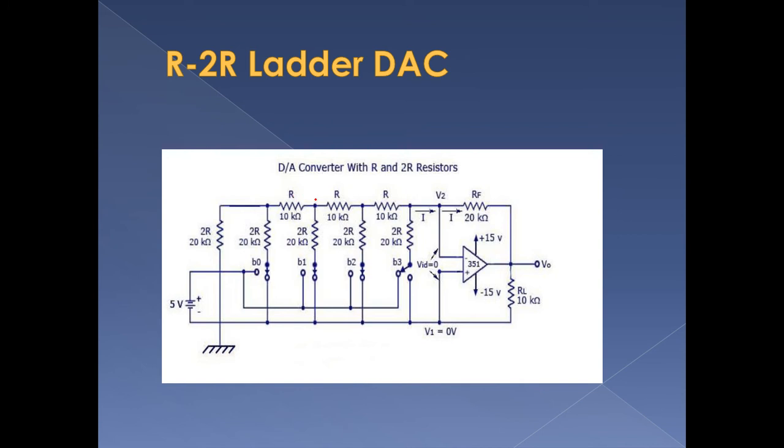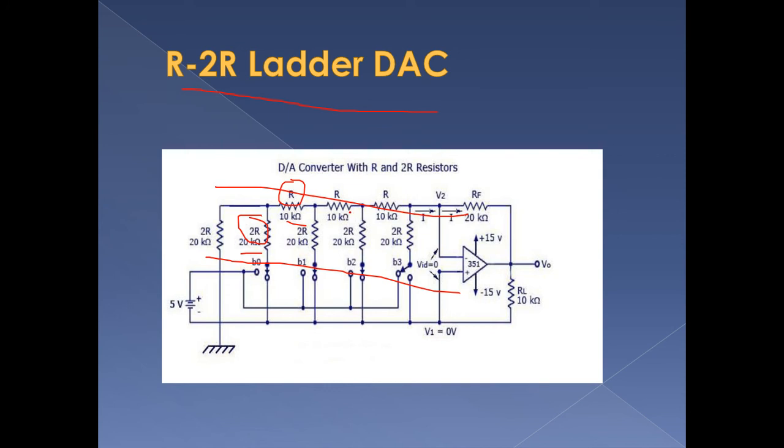That is why we are going for the R-2R ladder DAC, in which we are using only two kinds of resistor. One is R, another one is 2R. So if we are using 10 kilo ohm, then automatically 2R will be 20 kilo ohm. It will be in the arrangement of a ladder structure. That is why it is called the R-2R ladder digital to analog converter.